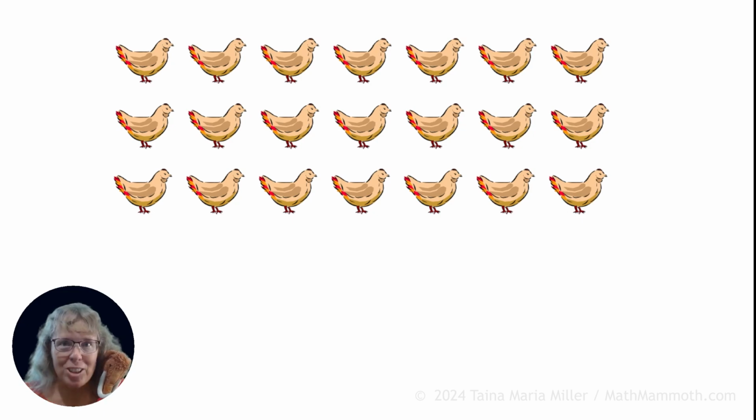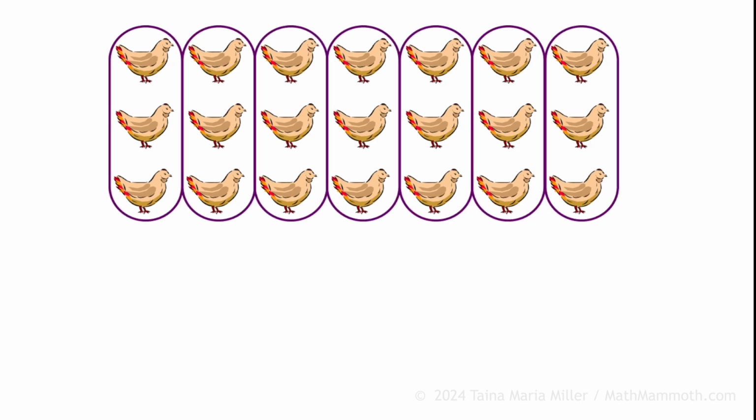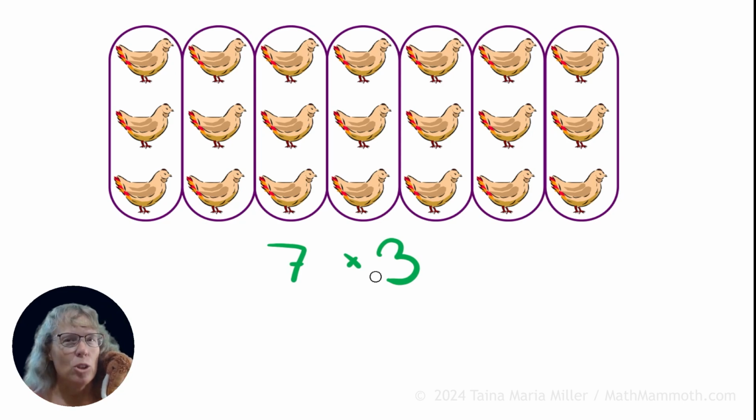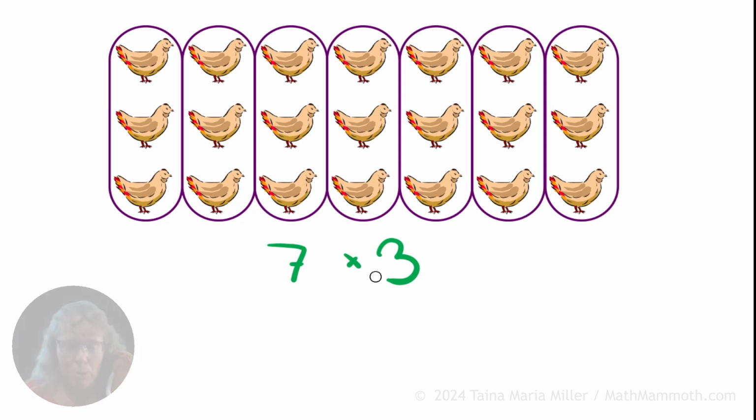Now we can use multiplication because we can make groups of the same size. Look at this. So now the chickens are in groups of 3. And how many groups? Should be 7. So the multiplication is 7 groups of 3. And so how many are there in total? You can add. So we have 3 and 3, that's 6. Another 3 and 3 is another 6. So there's 6 and 6, that's 12. Plus 3 is 15, 18, 21, right?